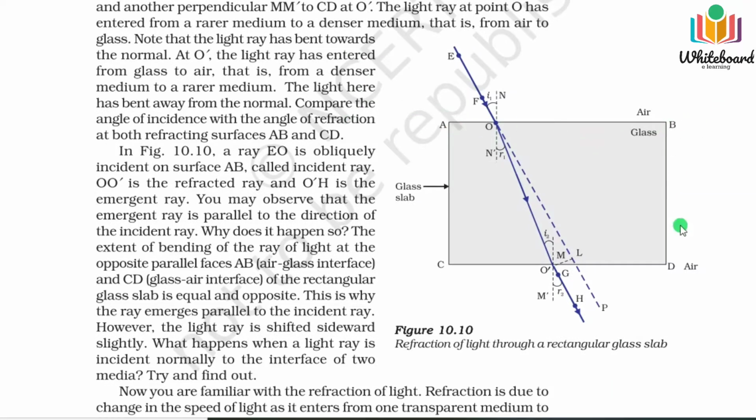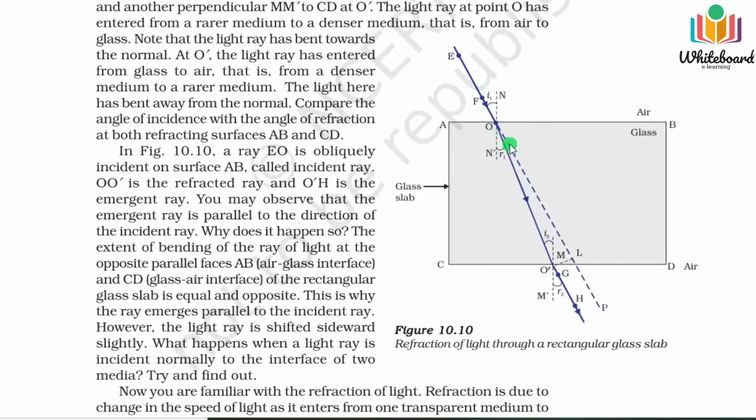So this is ABCD, the glass slab we have taken, and you know the surrounding of this glass slab will be air. So here two media we have taken, that is air and glass. When light falls on this surface, that is the AB surface, this is the normal, N dash is the normal. It falls on this AB surface, makes an angle I1, and after refraction the angle will be R1.